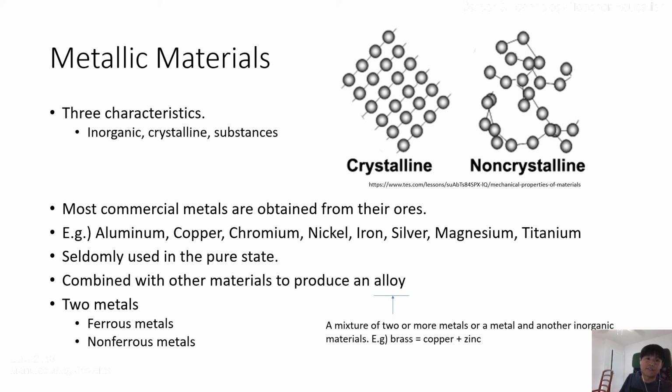All right, the first is metallic material, which is just metal material. It has three characteristics. First of all, metallic materials are inorganic. And crystalline, which means they have a specific form or shape.